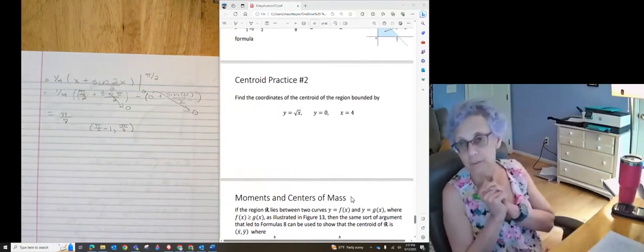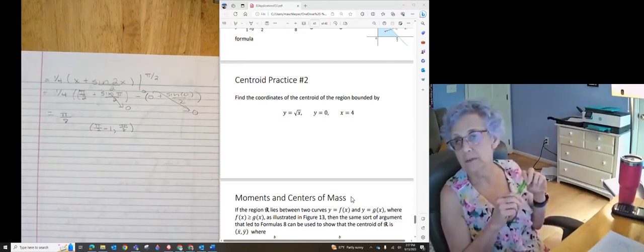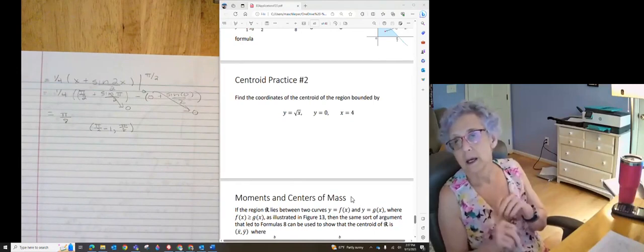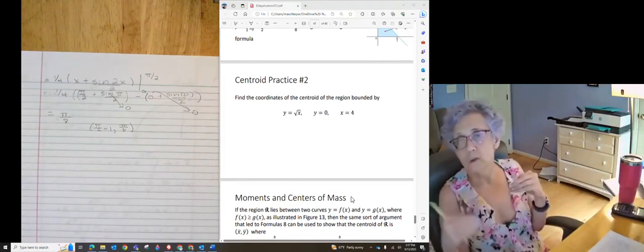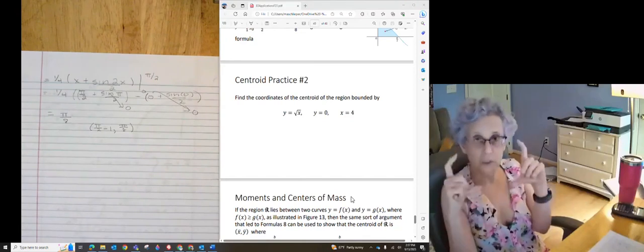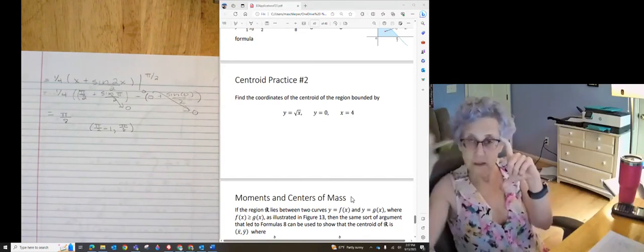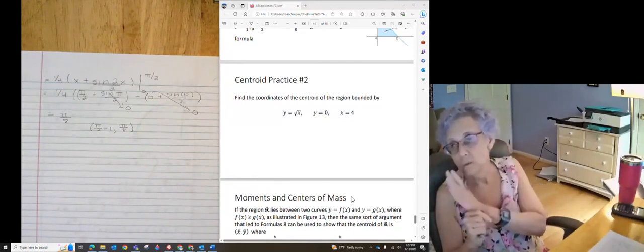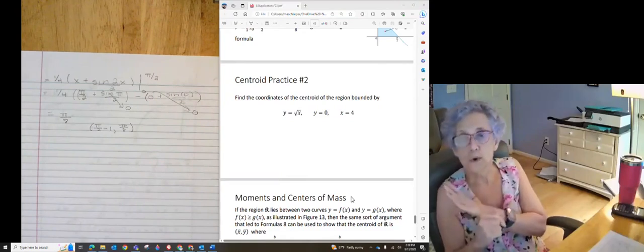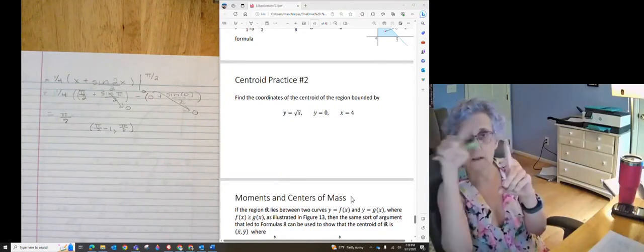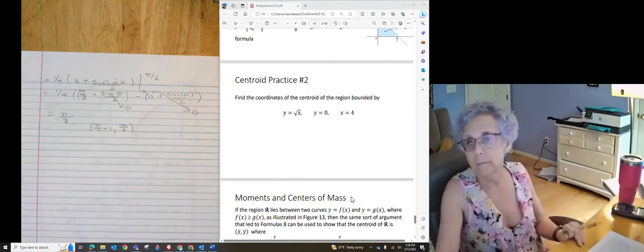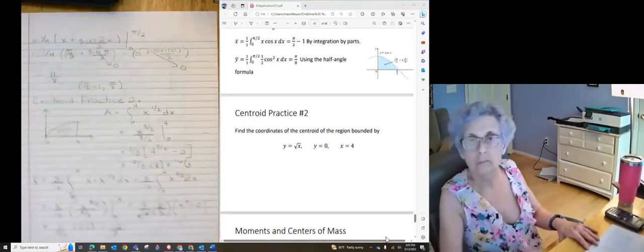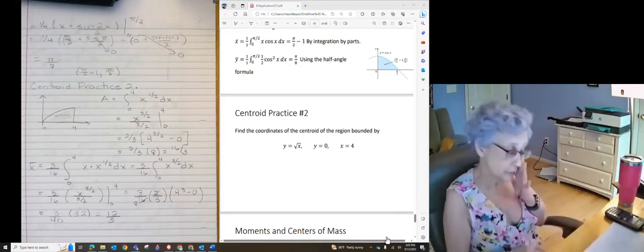Okay, your turn. Find the coordinates of the centroid of the region bounded by y equals square root of x and y equals 0. So between the square root and the x-axis, and x equals 4. So you know it's going to be that little area in there. Did you get an answer?